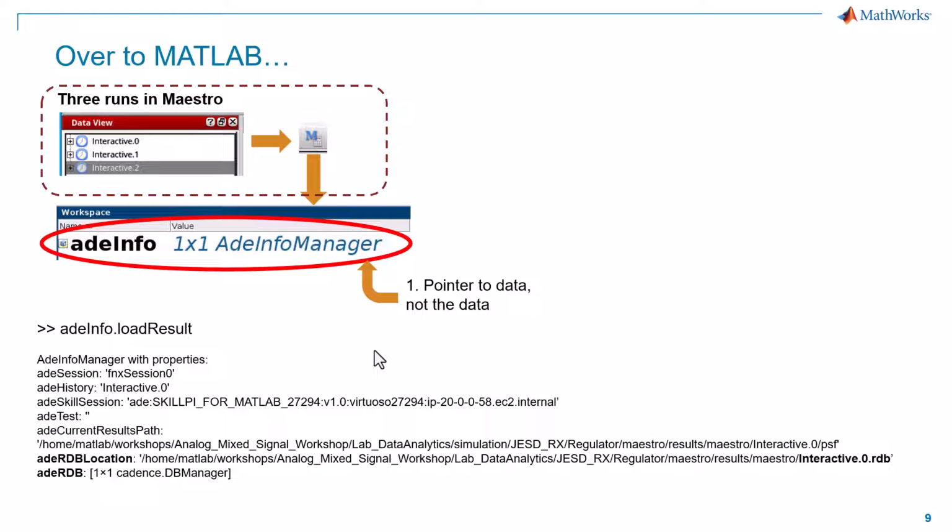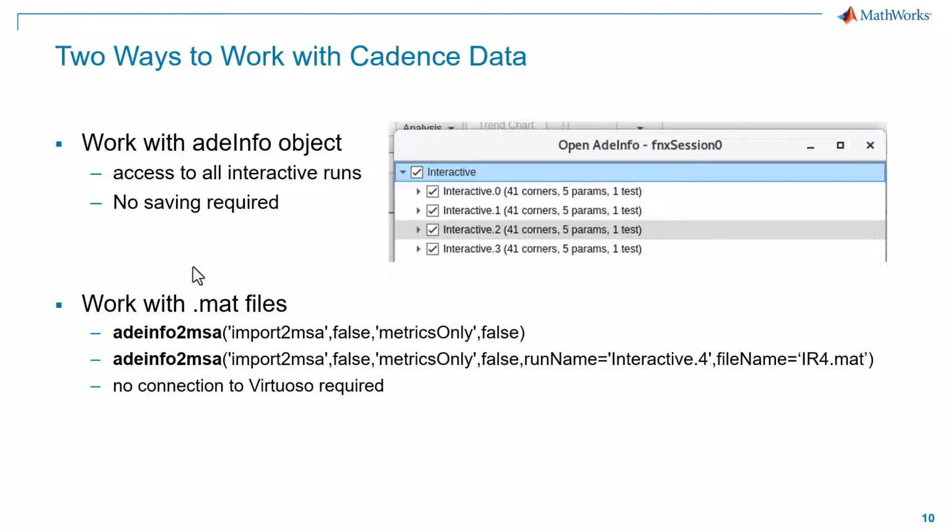If we want the data itself, we want to save it to a mat file, we're going to leverage the AD-info to MSA function, part of Mixed Signal Blockset. There are a number of parameters you can specify, like, do you want the metrics only or do you want the waveform data? And then, of course, which interactive run do you want to save? We've done that in this case already. And we have also taken that resulting mat file and copied it over from the Linux side to our Windows machine, and we're going to do the post-processing using Mixed Signal Analyzer from Windows.